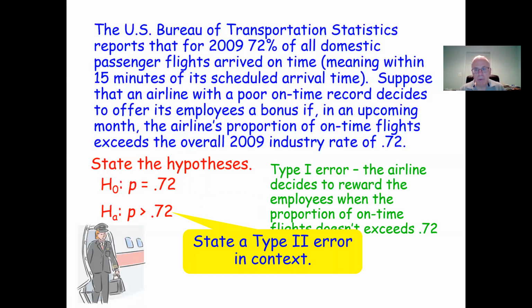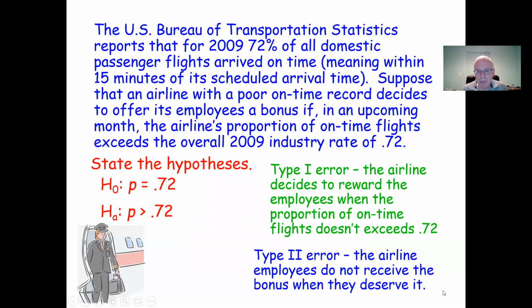That's a type 2 error. Type 2 error says we don't reject the null when the null is actually false. So the statistical evidence from the sample of data says there's not enough evidence to conclude that their on-time flights exceed 0.72. But in reality, they did exceed 0.72. So what ended up happening? The result of this type 2 error is that the employees did not get their bonus when they should have gotten the bonus. The airline employees did not receive the bonus when they deserved it.